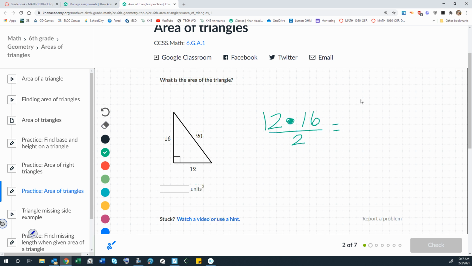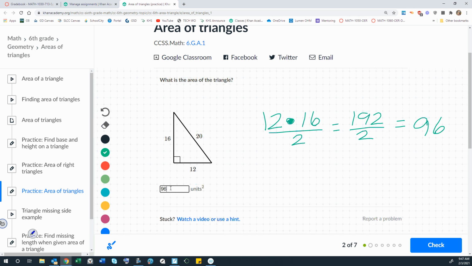can I do that math? 8 times 24. My brain doesn't want to do that today. 12 times 16 is 192. And then half of that, so divide that by 2, is 96. So the answer to this will be 96.